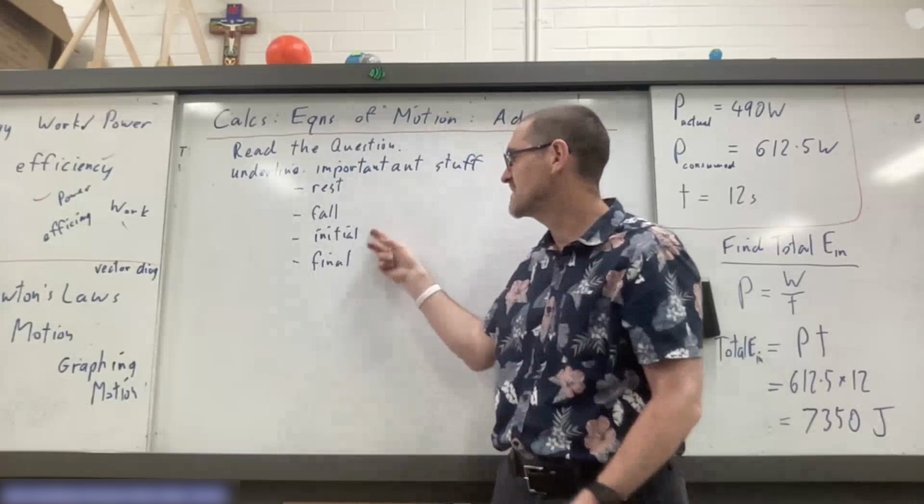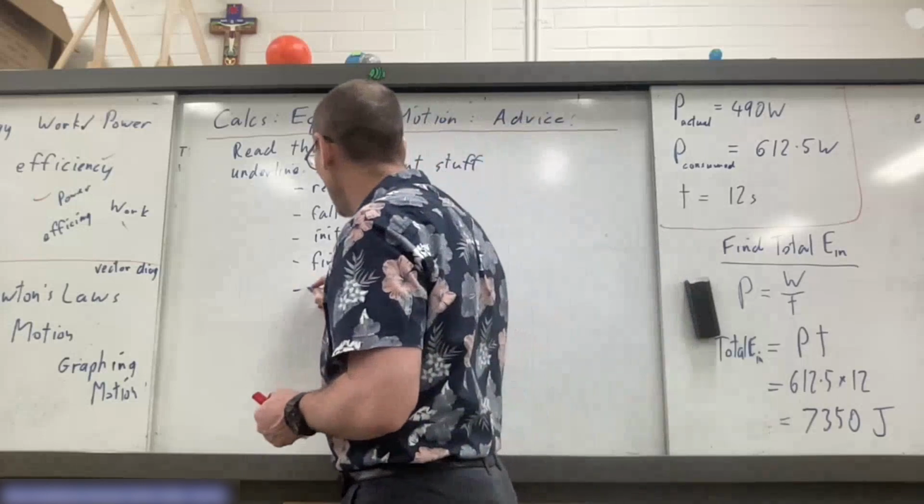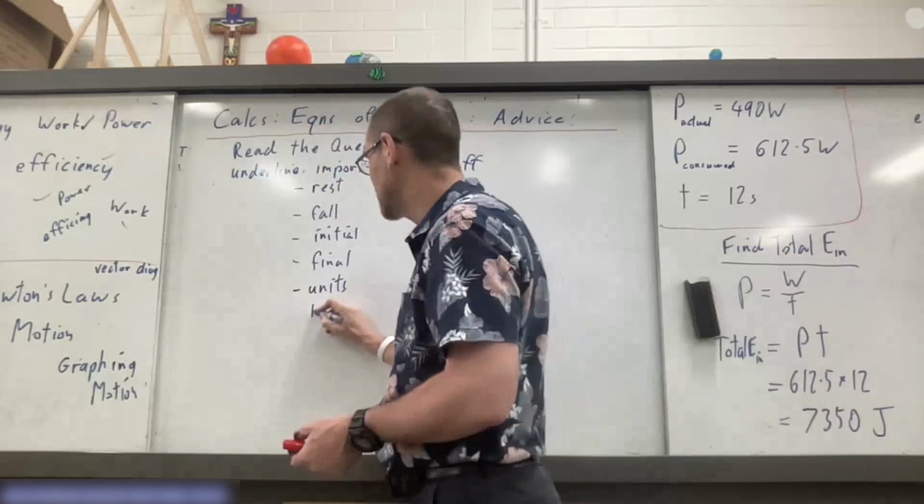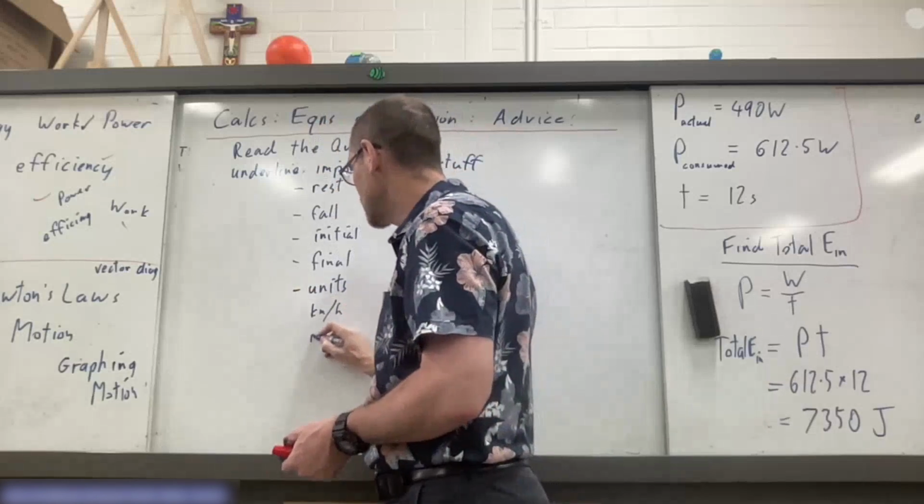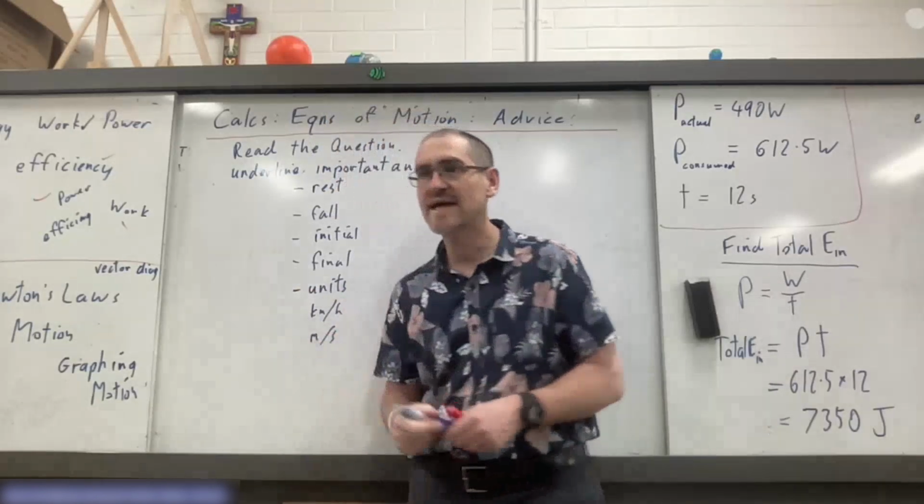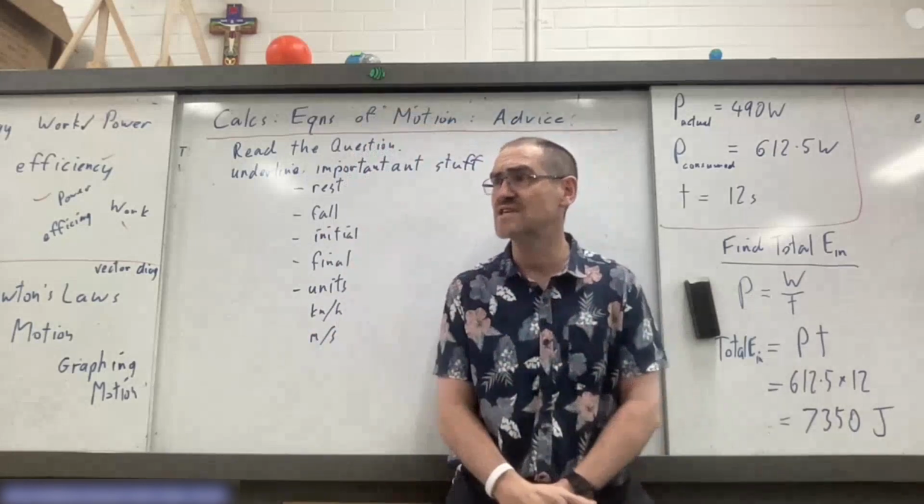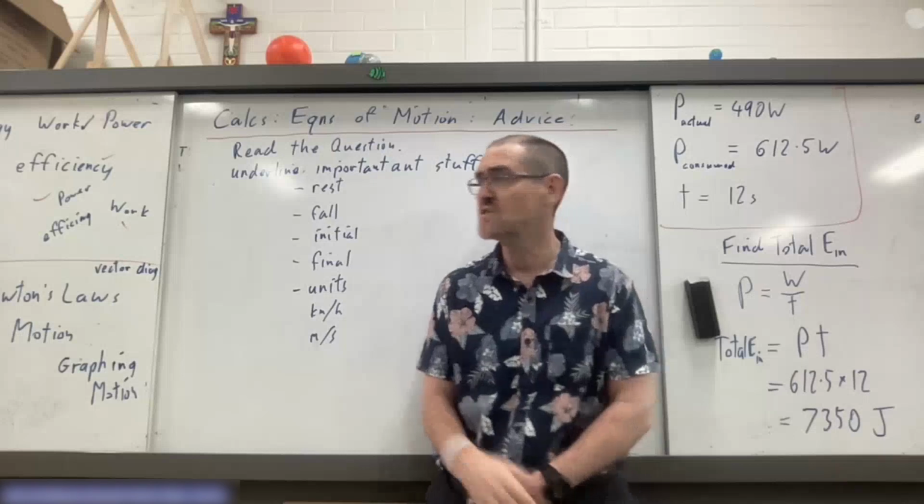Look for the final velocity, the initial velocity. Look for the units in the question. Are they being given to you as kilometers an hour? Are they being given to you as meters per second? Okay. The conversion between those two is in the formula and data sheet, but it's 3.6. All right, so look for those things.